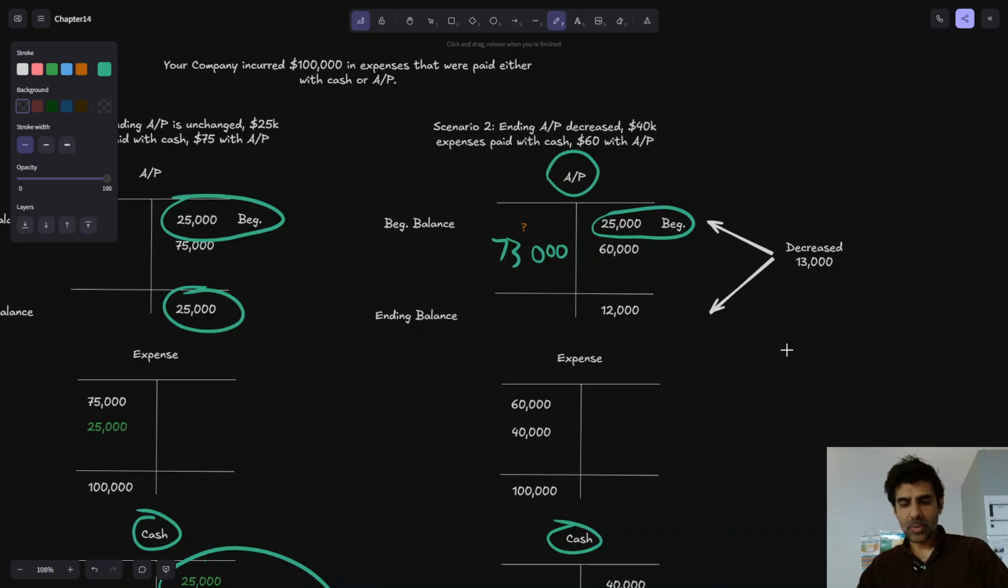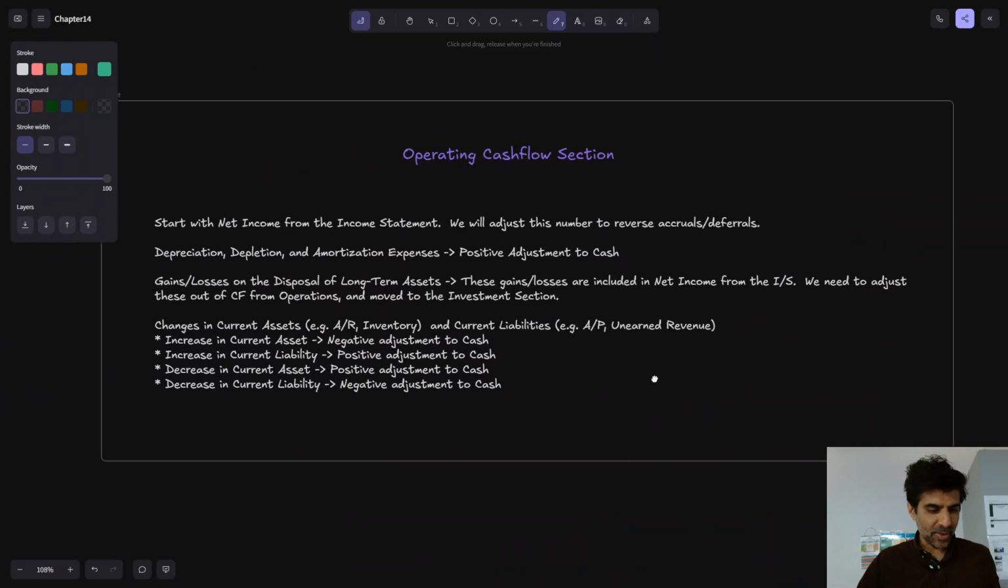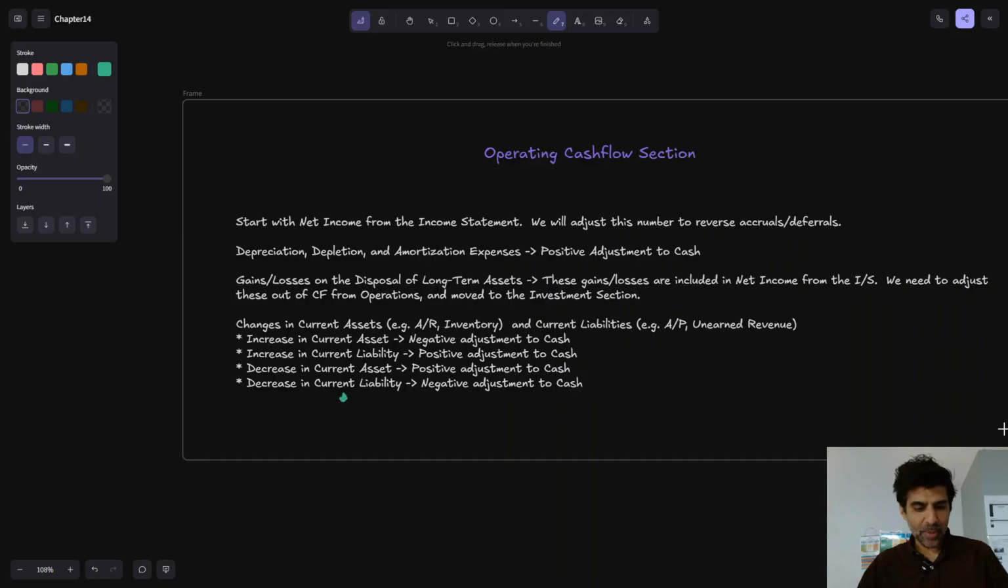And so we basically decreased the accounts payable by 13. And that's exactly the size of the adjustment. Okay, and as we saw here, a decrease in current liability is a negative adjustment to cash, which is what we had to do.